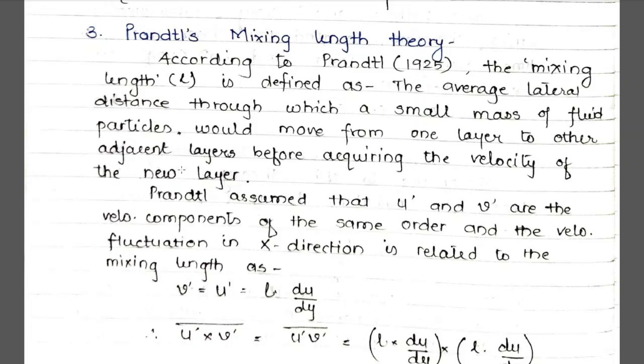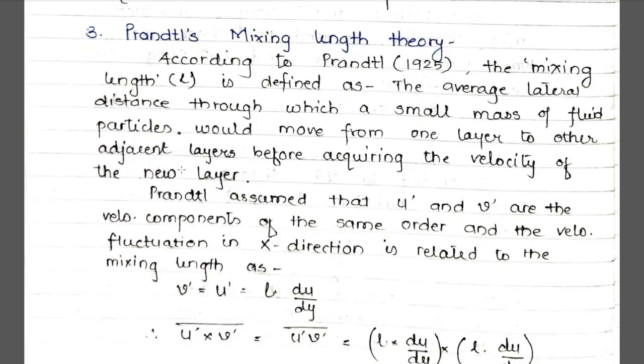According to Prandtl, he defined a mixing length as an average lateral distance through which small masses of fluid particles move from one layer to another layer. Okay, so Prandtl assumed that u and v are velocity components of the same order, and the velocity fluctuation in x direction is related to the mixing length. So he considered that u and v are of the same order, so v dash is equal to u dash is equal to L into du by dy.